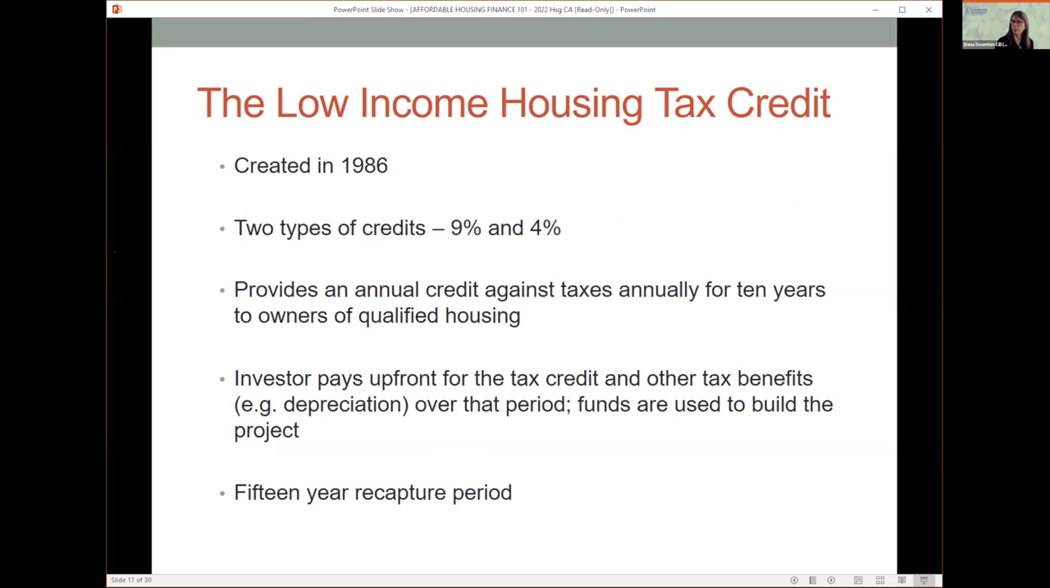So you've determined what your permanent mortgage is. Now it's time to look at how much tax credit equity you will be able to leverage as a source. The low-income housing tax credit program is certainly, I would say, the largest financing program for affordable housing development, and is used on pretty much all affordable rental housing projects these days. It's been around since 1986, and there are two types of credits, 9% credits and 4% credits. Today, I'll be focusing a bit more on the 4% tax credits, just because it's a little simpler and we don't have a lot of time to go into all the details of tax credits.